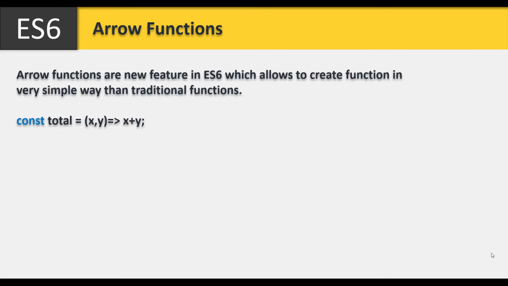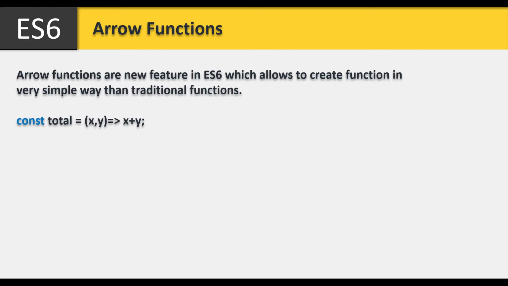So in this session we will talk about why we need arrow functions and what an arrow function is doing. Arrow functions are basically a new feature introduced in ES6. It will allow you to create a function in a very simple way compared to the traditional functions. Earlier we were writing the function name, and in the brackets we were writing the implementation. But using arrow functions we can make it simpler.